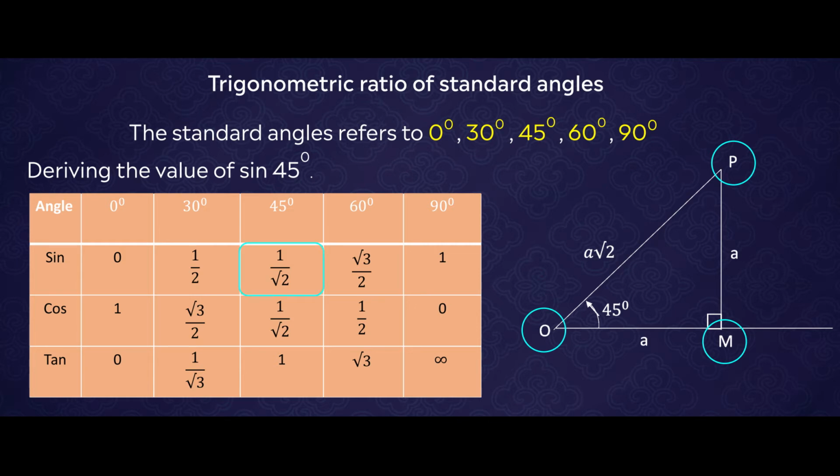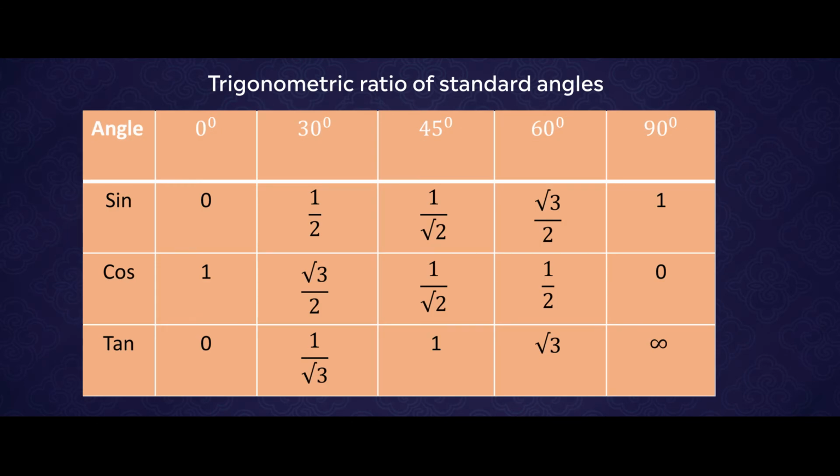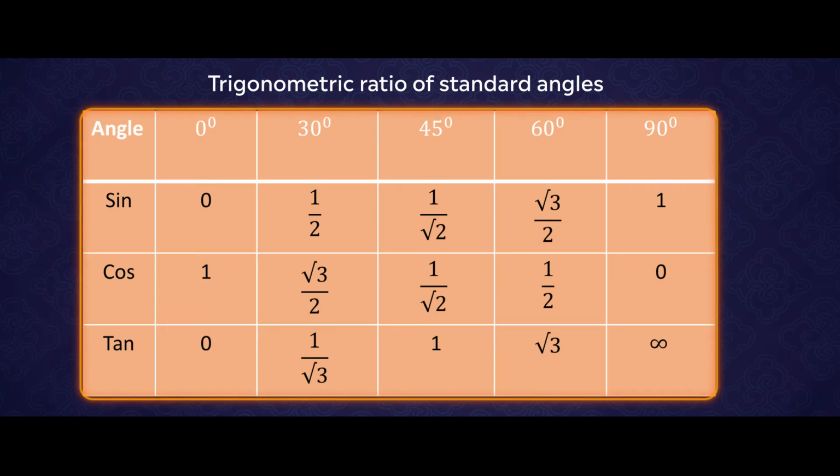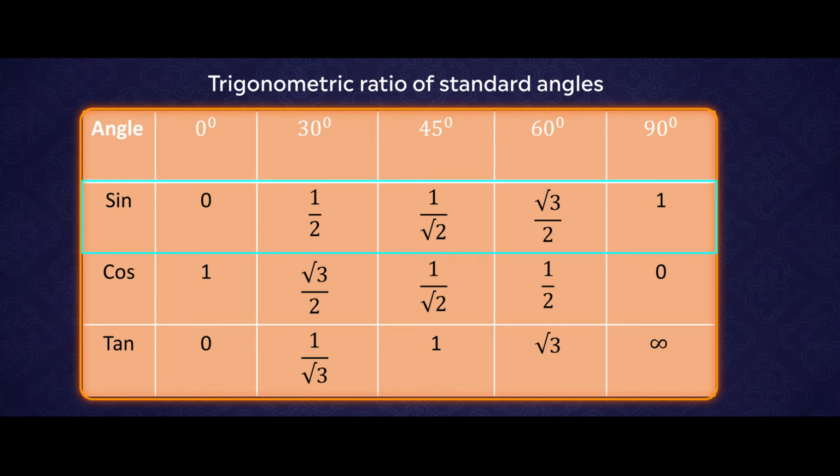Similarly, you can calculate the other trigonometric ratios for the other standard angles. This is the final table of values for the 3 trigonometric ratios. Sine 0 degree is 0, sine 30 is half, sine 45 is 1 divided by root 2, then sine 60 degree is root 3 divided by 2, and sine 90 is 1.